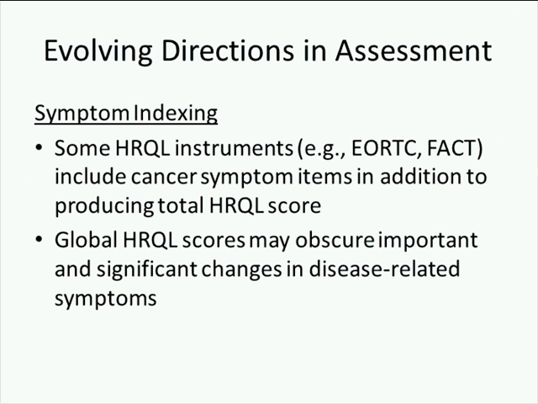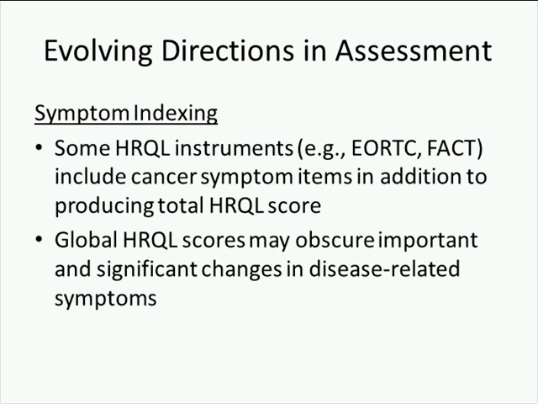Now I want to talk about evolving directions in assessment that get at this specificity of assessment, trying to find the proximal areas of the domains of interest and have more targeted hypothesis-driven clinical trial research than we've seen typically in the past. Now I'm going to talk about symptom indexing because symptoms, again, if you remember from the Wilson and Cleary diagram, are furthest to the left, most proximal to the disease and to the treatment that's being received in oncology. Now, some quality of life instruments, for example, the EORTC instrument and the FACT instrument, include cancer symptom items in addition to producing a total quality of life score or some sort of global score.